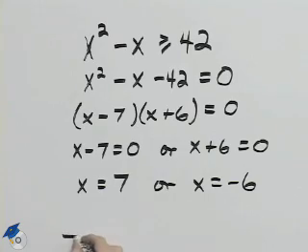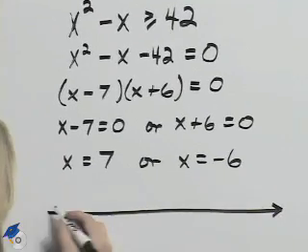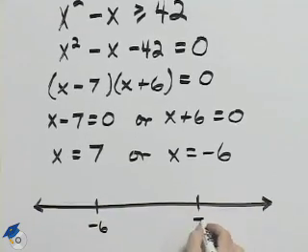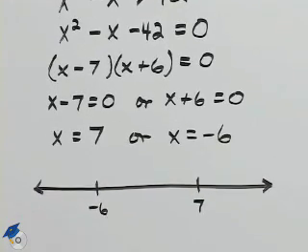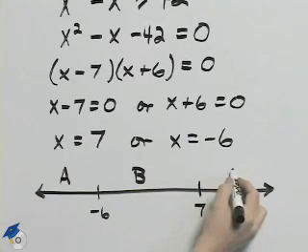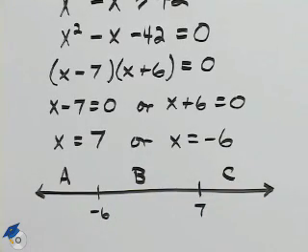Now we know on our number line that negative 6 and 7 will define our test intervals, and in fact we'll have 1, 2, 3 test intervals, which I will call A, B, and C.